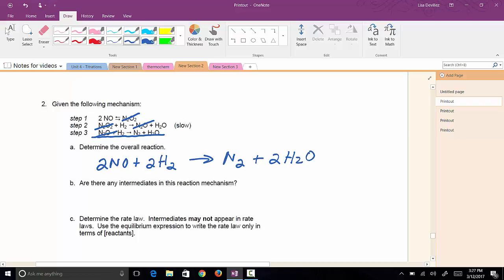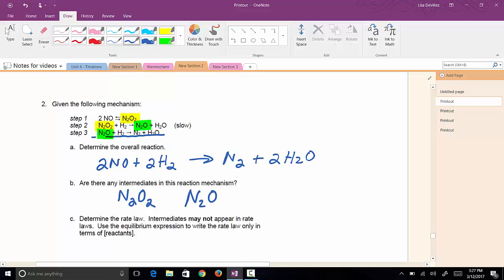It says, are there any intermediates? An intermediate shows up as a product. So let's erase the things that I canceled. Here the N2O2 shows up as a product and is consumed as a reactant. And then I have N2O, which shows up as a product and is consumed as a reactant. So yes, our intermediates are dinitrogen dioxide and dinitrogen monoxide.